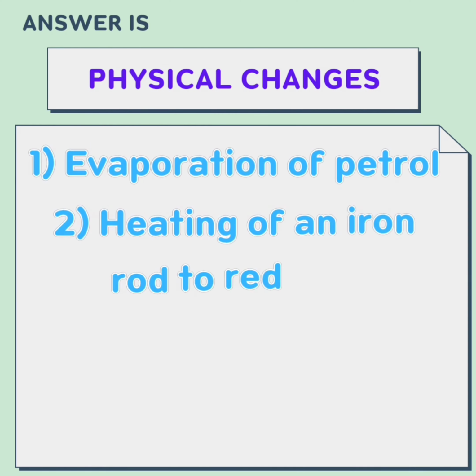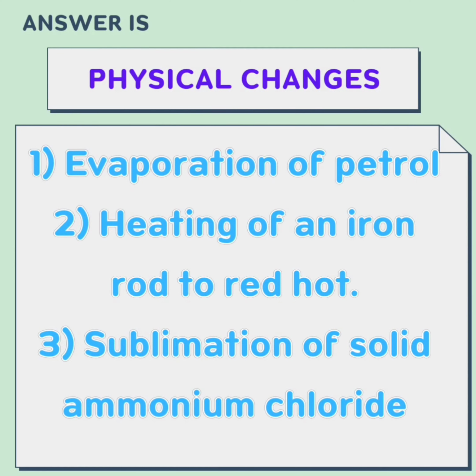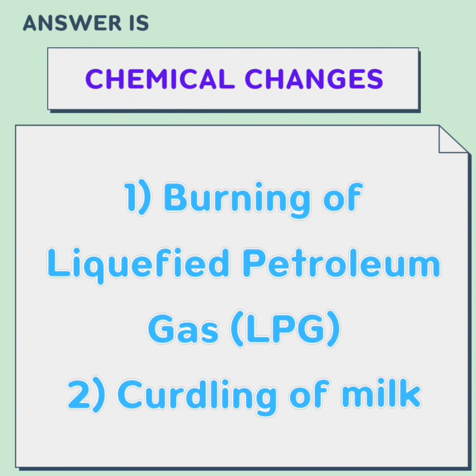Answer. Physical changes: A. Evaporation of petrol. C. Heating of an iron rod to red hot. E. Sublimation of solid ammonium chloride. Chemical changes: B. Burning of liquefied petroleum gas (LPG). D. Curdling of milk.